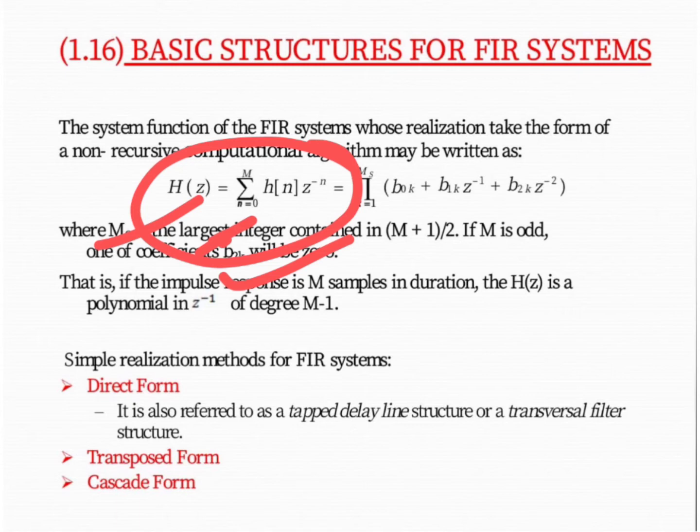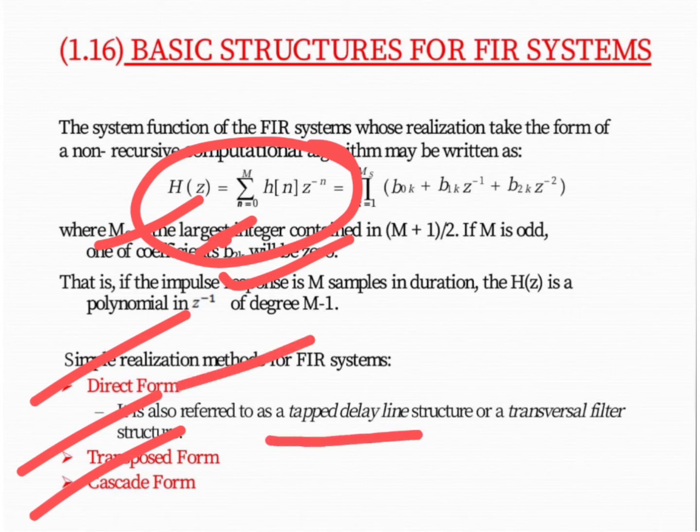There are many realization methods available for FIR systems. First one is direct form, second one is transposed form, and third one is cascade form. One by one we will discuss all the topics. Direct form is also known as tap delay line structure and transversal filter structure.